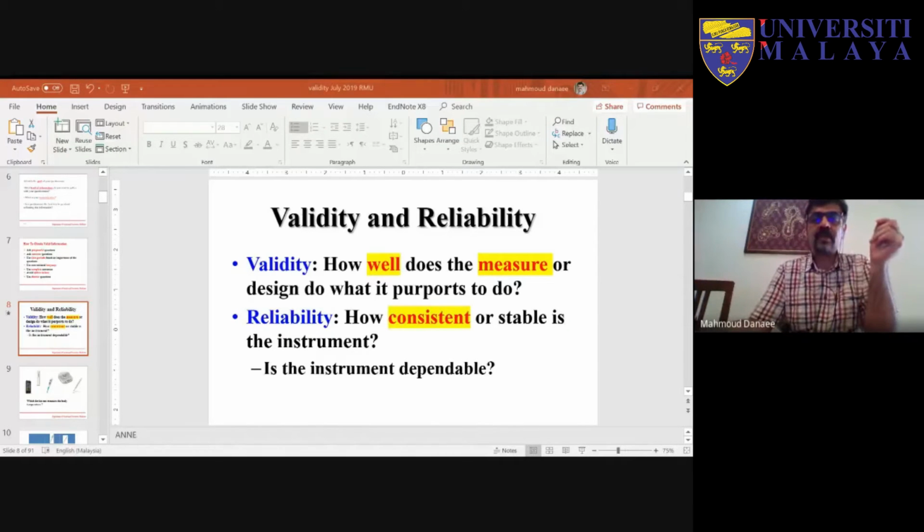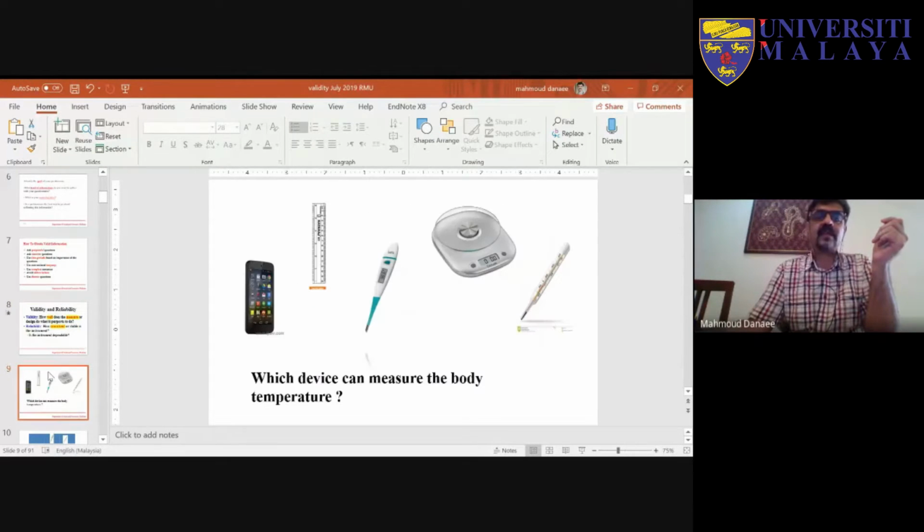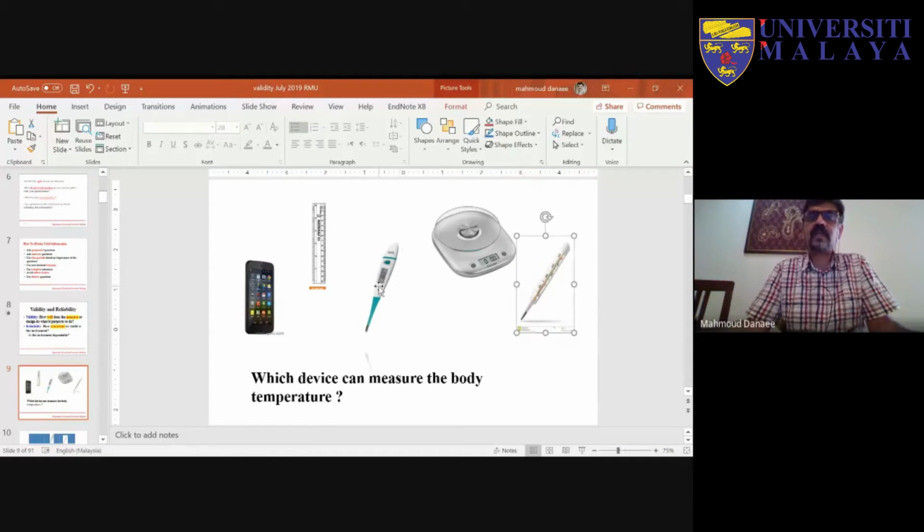Suppose I want to measure the body temperature. Which of these instruments can be used? Can I use the mobile phone? Can I use the ruler or scale? Of course not. Only these two instruments can be used to measure body temperature. So this means validity: the instrument is able to measure the variable of interest, the outcome. The outcome in this study is body temperature, and I'm able to measure it only using these two devices, correct?